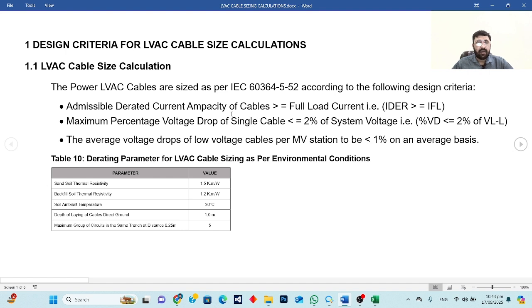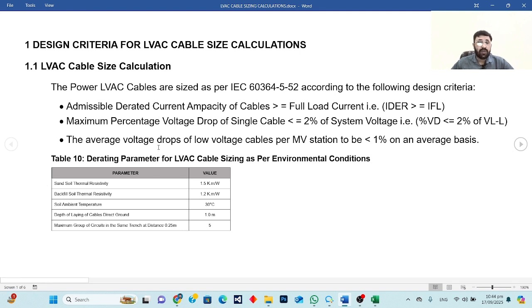The second criterion for the cable sizing is that the maximum voltage drop of the single cable is less than or equal to the admissible voltage drop. In the IEC standard, they allow us 3 to 4%. But in solar systems, the client will not accept this voltage drop. They just accept up to 1.5 or 2% maximum. So that is why I have mentioned that the maximum percentage voltage drop of the single cable is less than or equal to 2% of the system voltage.